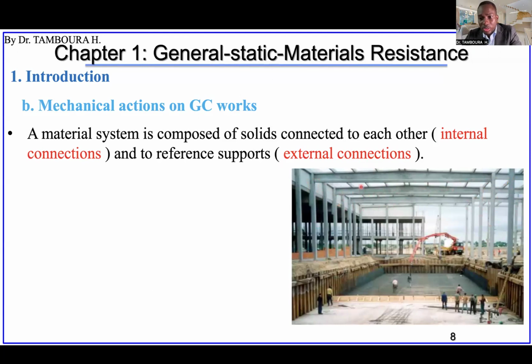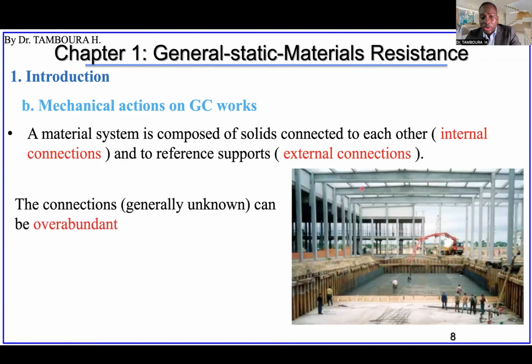So we take this one as a beam, for example, and this one is a column. So we have here a connection between these two. We can consider this as an internal connection. And this column, for example, is connected to the ground. This can be considered as an external connection. So these connections are sometimes generally unknown, and sometimes they are too many, overabundant.